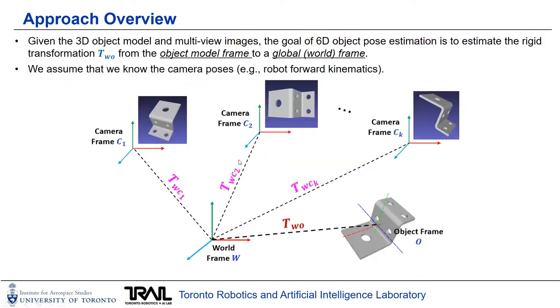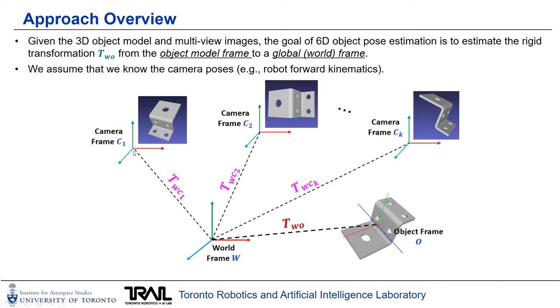So for our problem formulation, the problem for our object pose estimation is that, given a known 3D object model and multi-view images, we want to estimate the rigid transformation from the object model frame to the global world frame. We assume that we already know the camera pose in advance, which is the camera relative to the world frame.